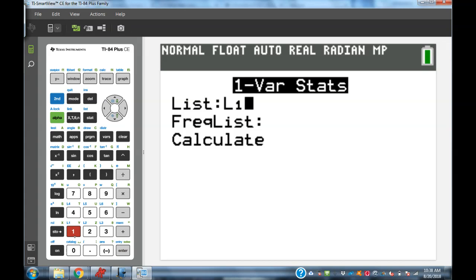Frequency list, we'll get to that in a little while when we have a frequency distribution that we need to find the mean or something of. Okay. So there's not a frequency list. We've got a list of data values. So leave that blank. If it's got something in it, delete it. Okay.